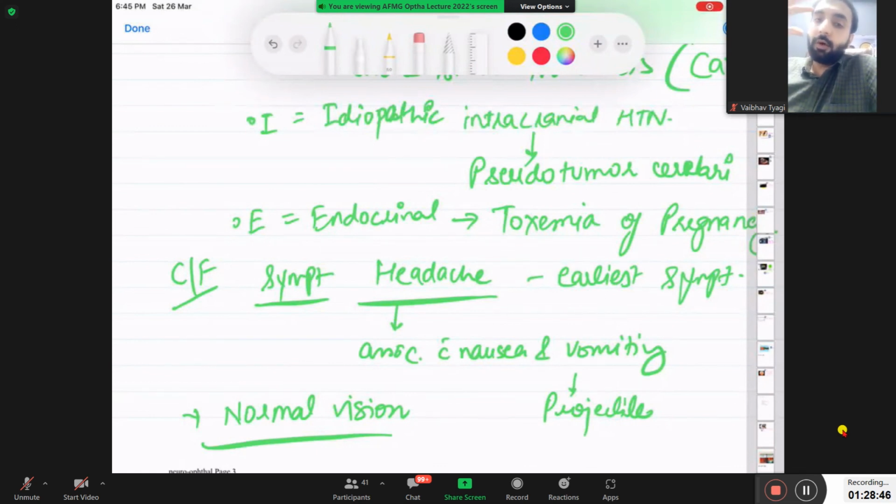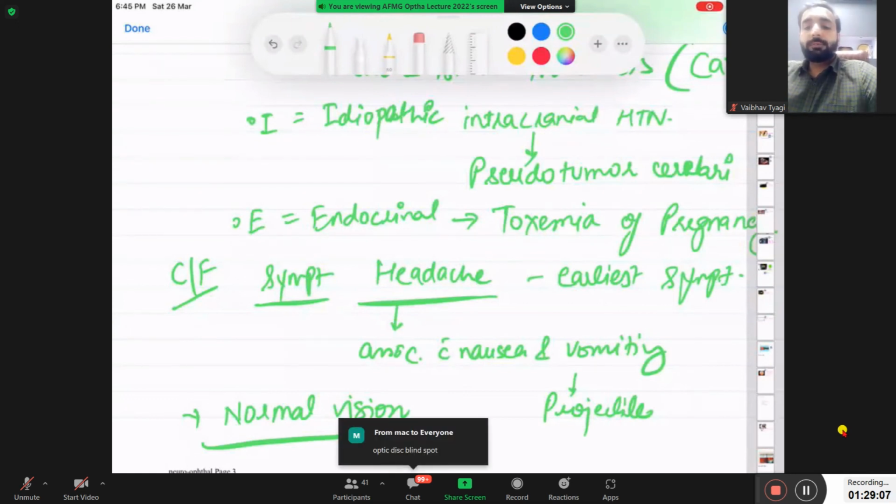Just think that it is a disease of optic disc. There is edema in the optic disc. Understood? We have already discussed this concept three or four times about optic disc, in visual field, because in posterior segment, the optic disc is blind, right? Yes, very good.